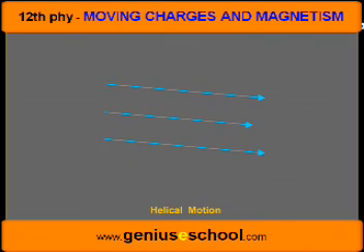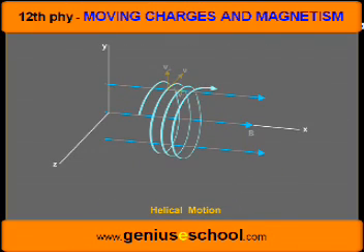Helical motion. In this type of motion, the velocity has a component along B. This component remains unchanged as the motion along the magnetic field will not be affected by the magnetic field. The motion in a plane perpendicular to B is, as before, a circular one, thereby producing a helical motion.